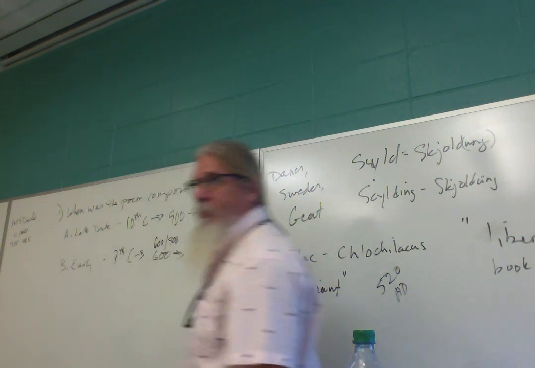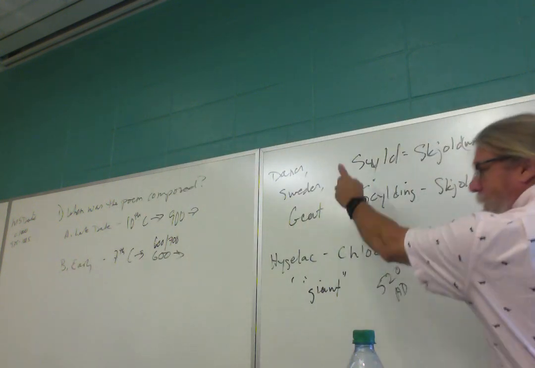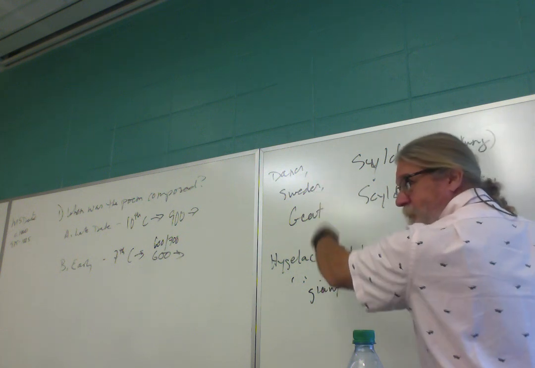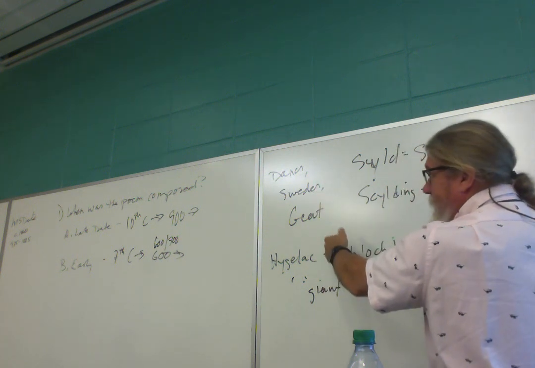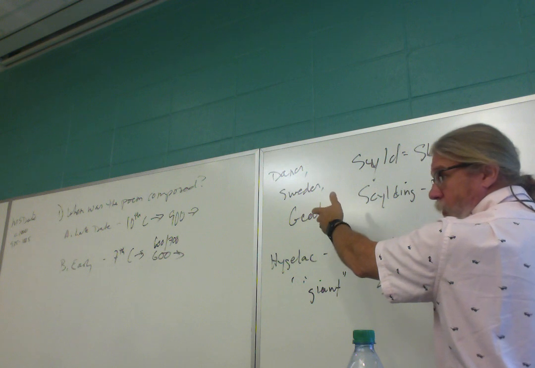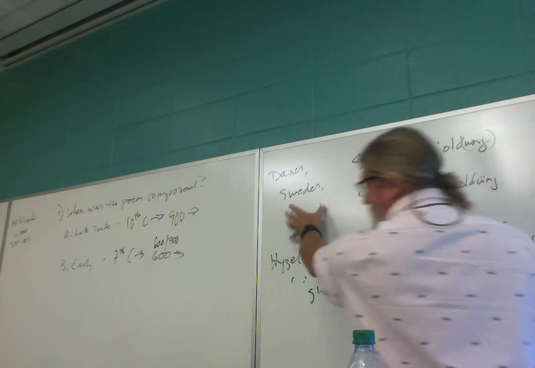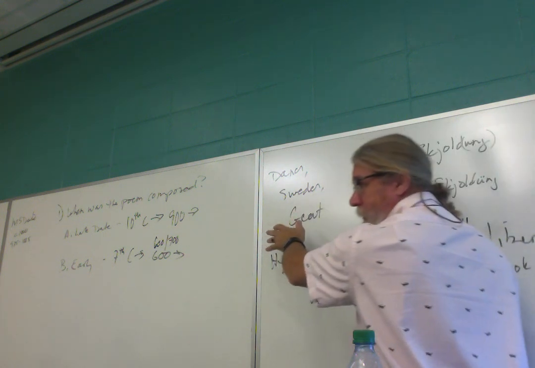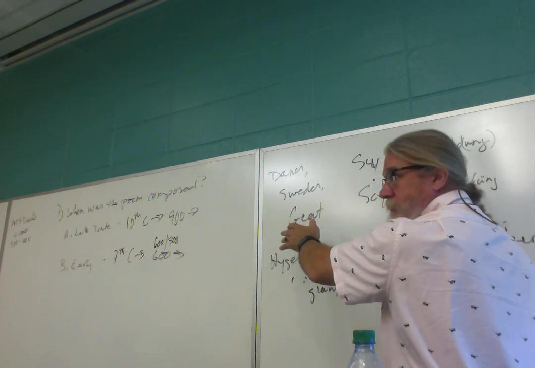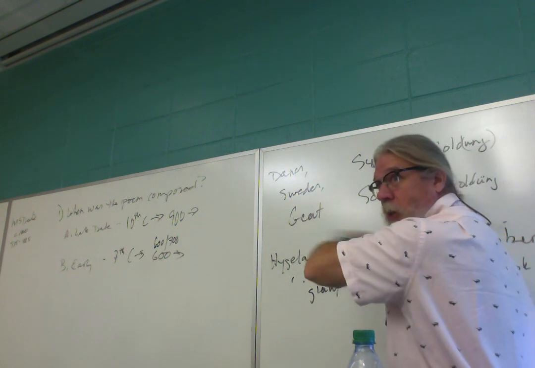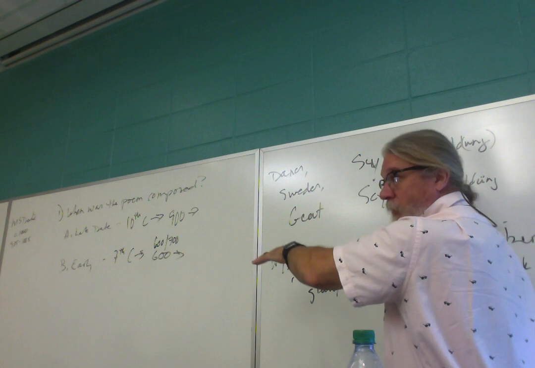Well, who are the Vikings? They're the descendants of all these people. They're the descendants of the Danes, the Swedes, the Geats, the Norse. Actually, the Geats are gone by the 9th century. Gone, wiped out, no longer exist whatsoever. Okay?